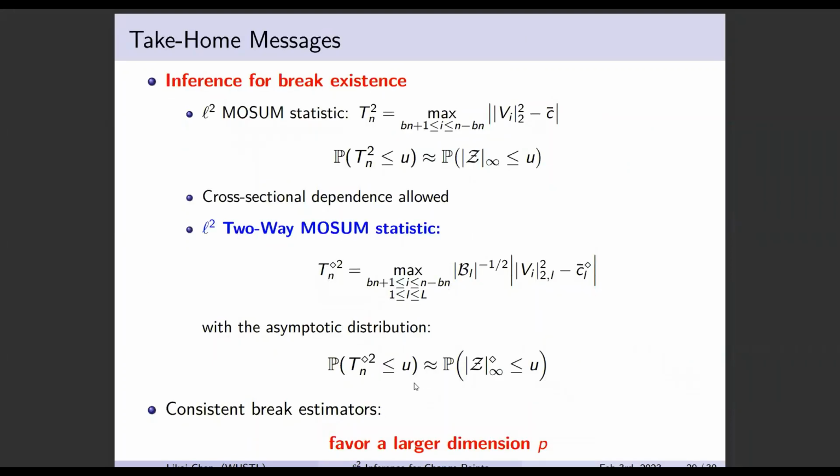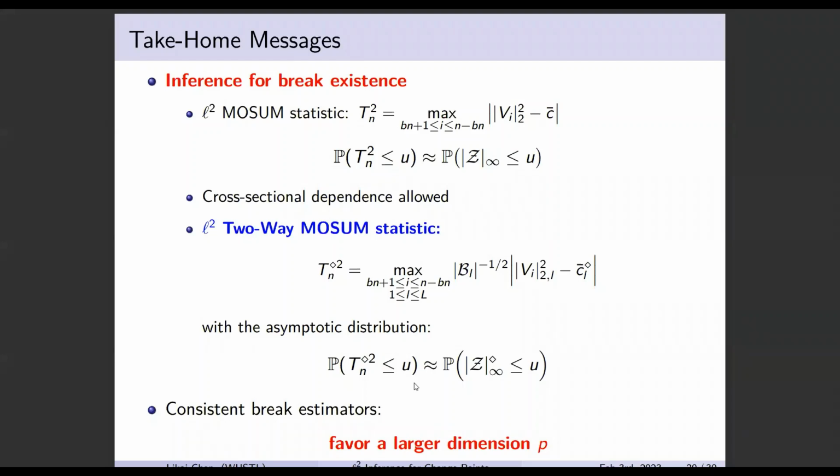Next I want to give a summary of this L2 type Moson statistic. Essentially, we construct our test statistic through this maximum norm, and it can be approximated by a Gaussian random vector with this maximum. Based on this Gaussian approximation, we can determine the threshold. If the test statistic exceeds the threshold, then we reject the null hypothesis.